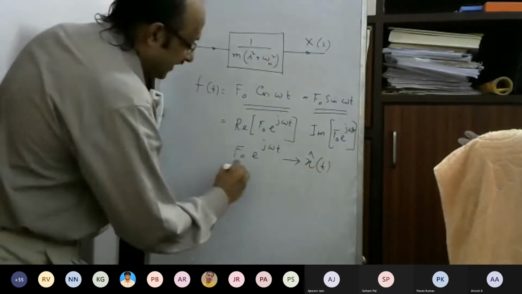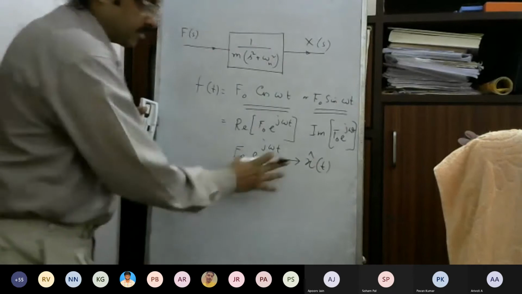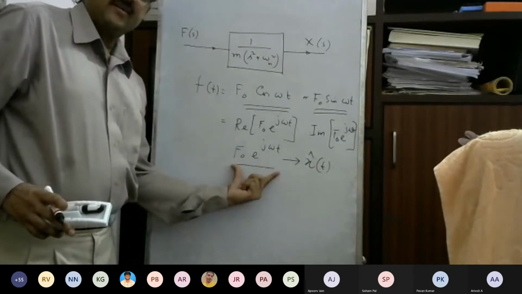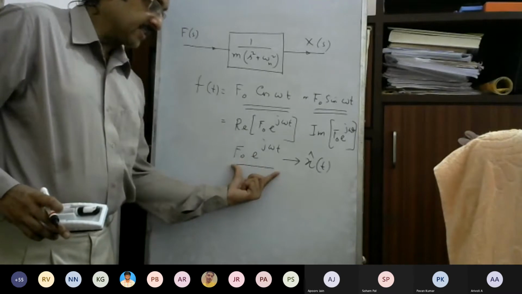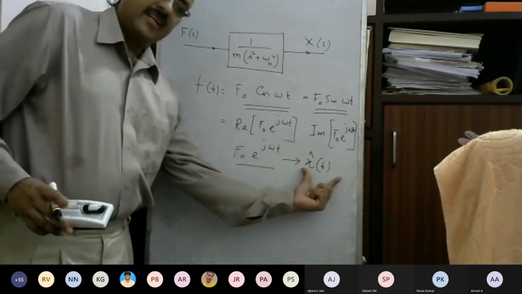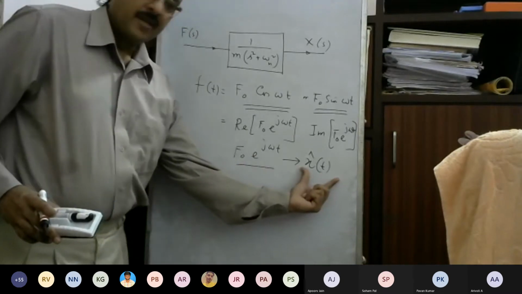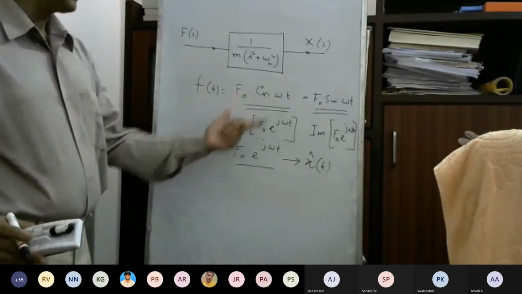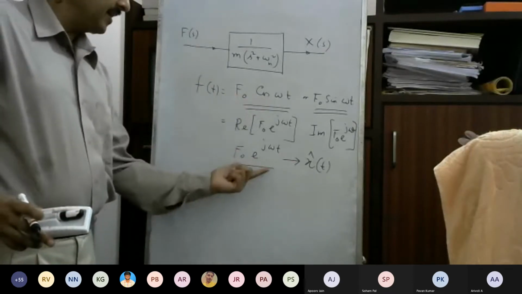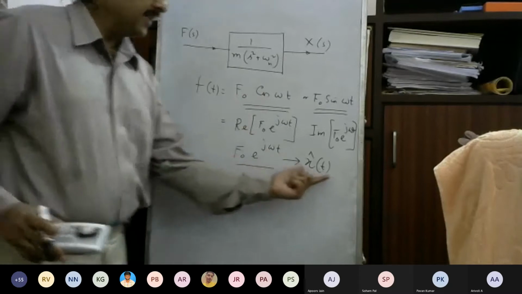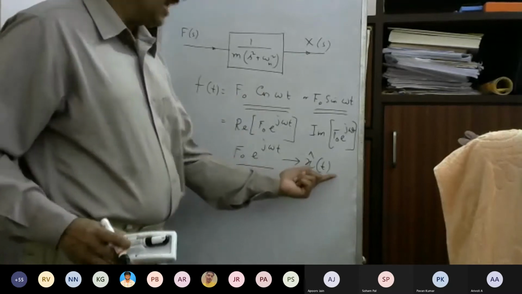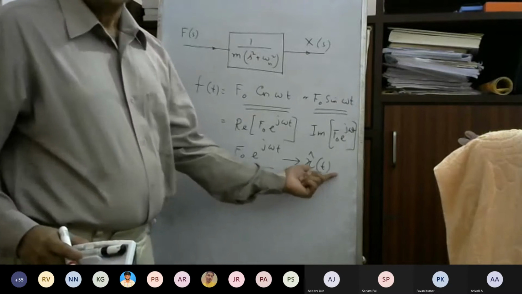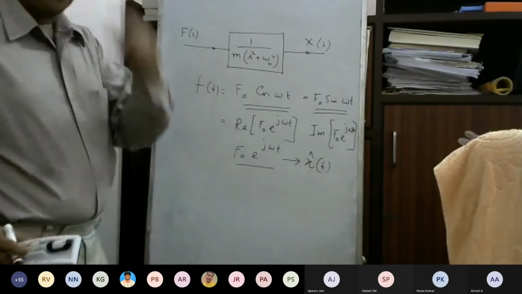So when I take the real part of this, if you have a complex excitation, the response will also be a complex number. But we know already that the force can be a real force only. That means either this will be the real part of it or the imaginary part of it. And accordingly, the response will be the real part of x hat or the imaginary part of x hat. So this result I ask you to prove yourself.